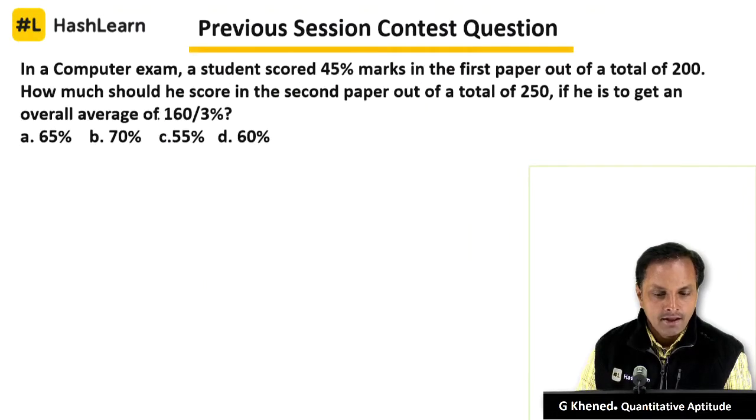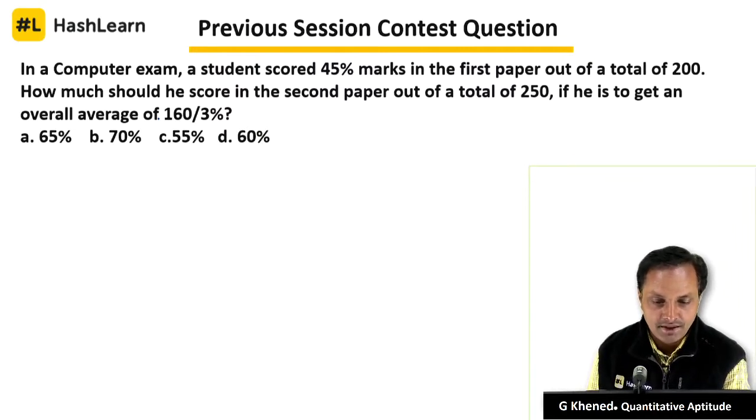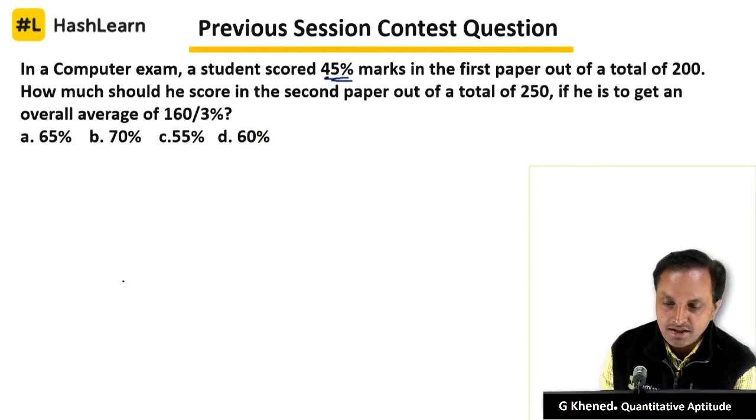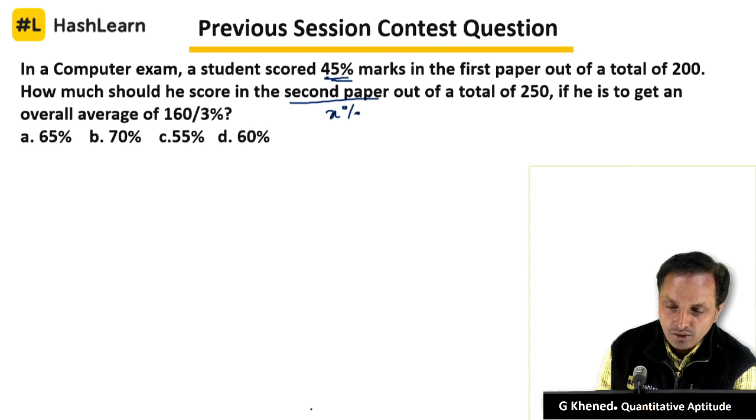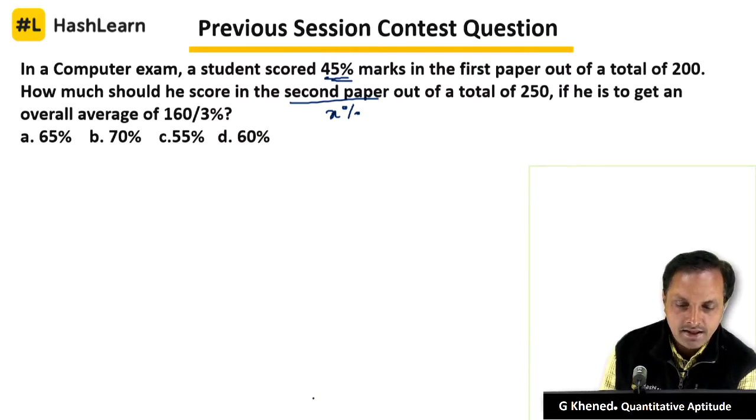Okay, before going to that, I would like to solve the previous section's contest question. In a computer exam, the student scored 45% marks in the first paper out of a total of 200. How much should he score in the second paper? I will take it as X% in the second paper, total 250. If he is to get an overall average of 160 by 3%, what is X, they are asking you?